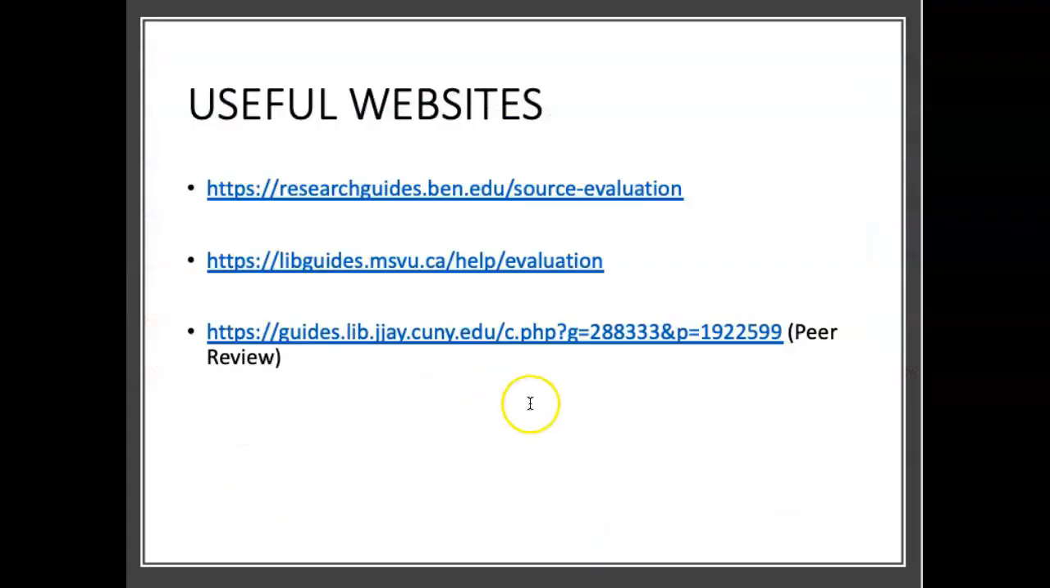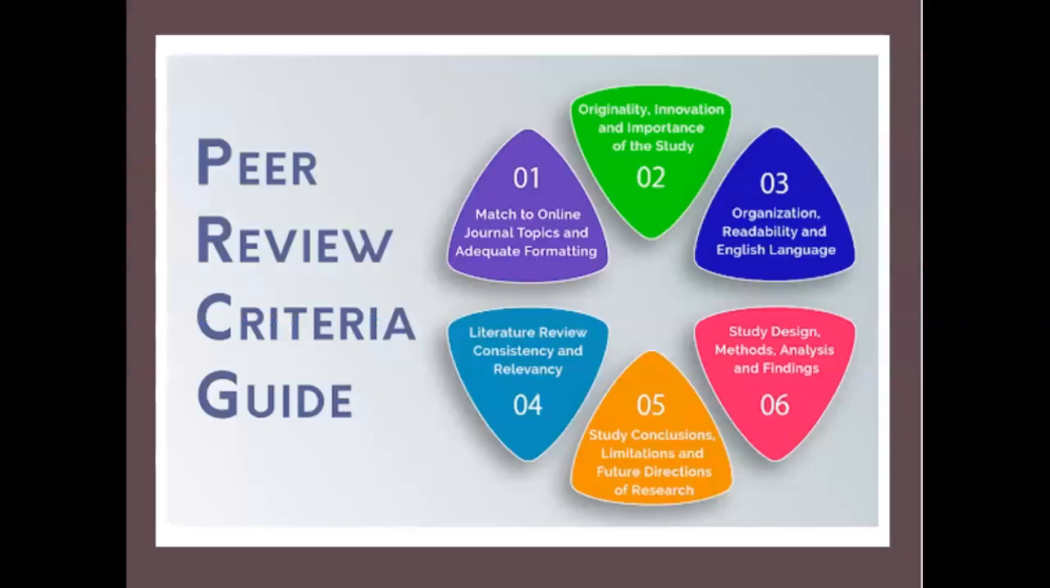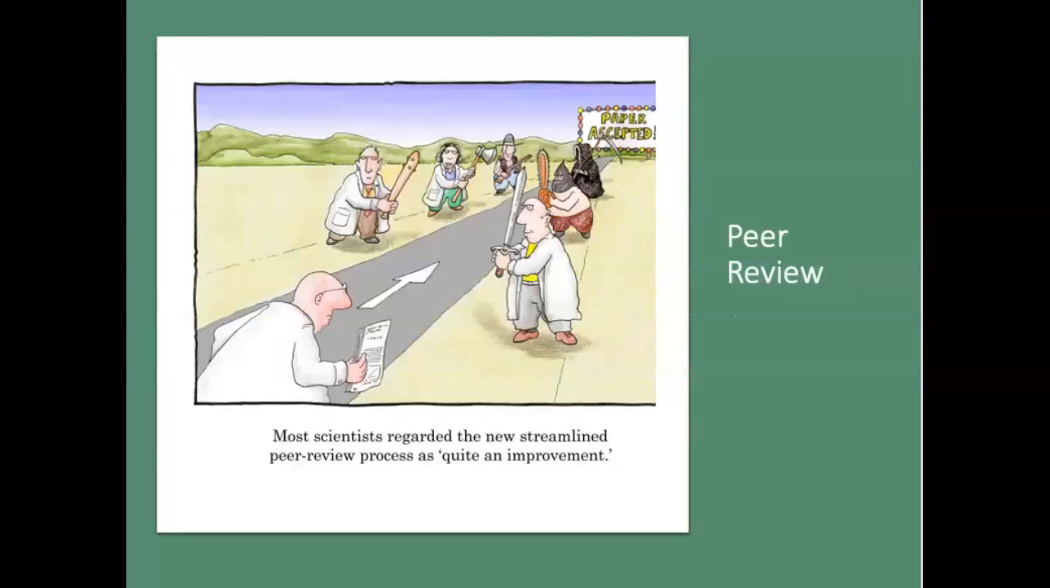Now, if you want some extension work, here are some excellent guides that will give you some more ideas about source evaluation, etc. But now I'm going to move on to the idea of peer review. Peer review within an academic context has a different meaning from the idea of peer review like we have in desk. And it's very important that you know about this in terms of how it works in the academic world, okay?